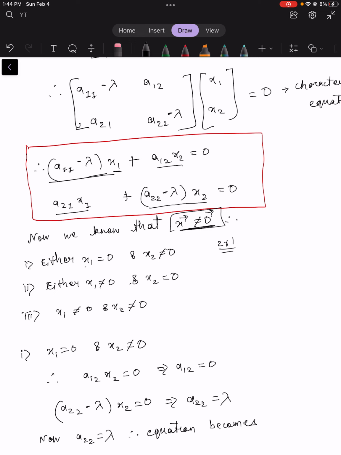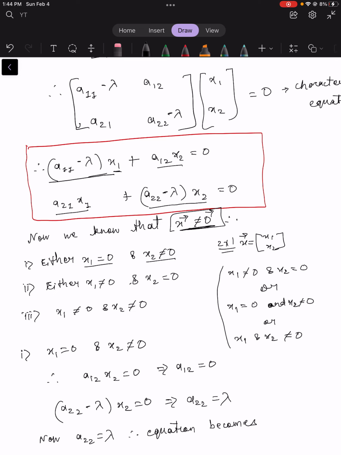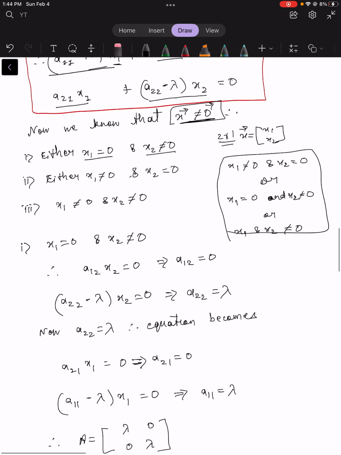Therefore we can have either x1 as 0 and x2 as not 0. That means if the x vector is equal to x1, x2, then x1 cannot be 0 whereas x2 can be 0, or x1 can be 0 and x2 cannot be 0, or x1 and x2 both cannot be 0. Let's consider all these three cases one by one. Let's consider the first case: x1 is 0 and x2 is not 0.